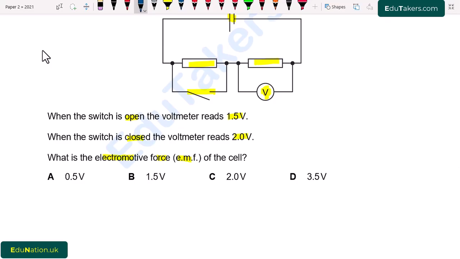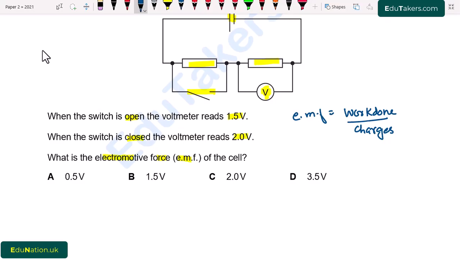So here we have to find out the value of the electromotive force of the cell. EMF is actually defined as the work done on the charges to move them across the whole circuit, so EMF is equal to work done divided by charges. When the switch is open, there is no current. It means that there are no charges that are moving. So electromotive force or EMF is only present when the switch is closed.